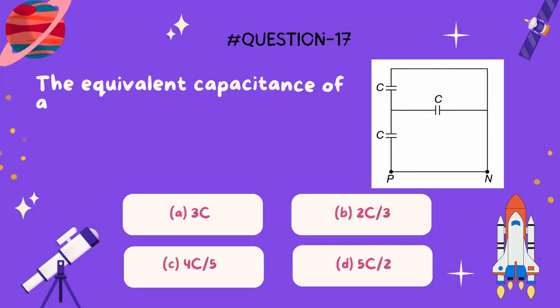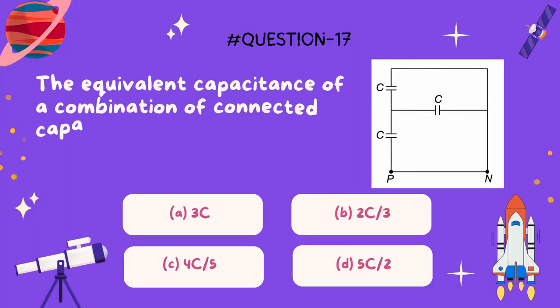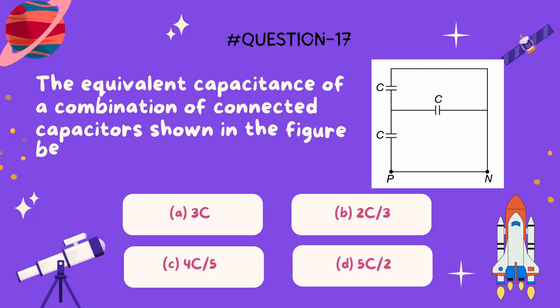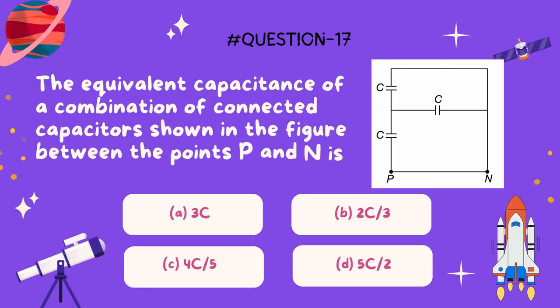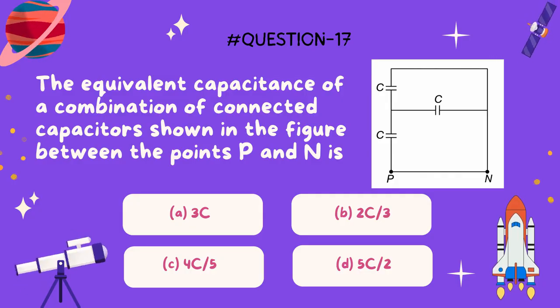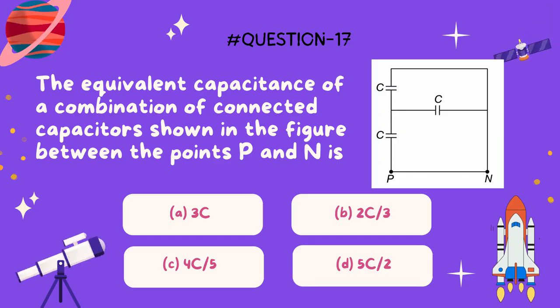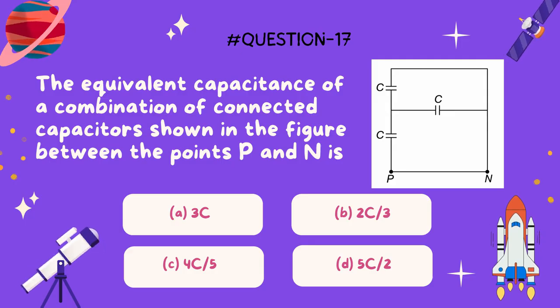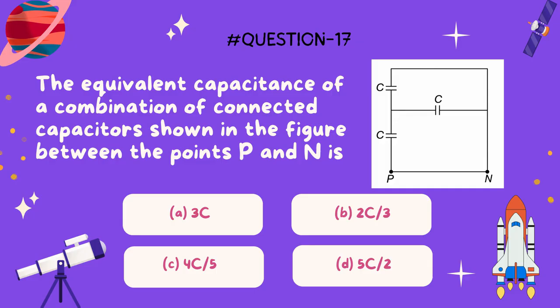17. The equivalent capacitance of a combination of connected capacitors shown in the figure between the points P and N is A. 3C, B. 2C divided by 3, C. 4C divided by 5, D. 5C divided by 2. Correct answer: B. 2C divided by 3.